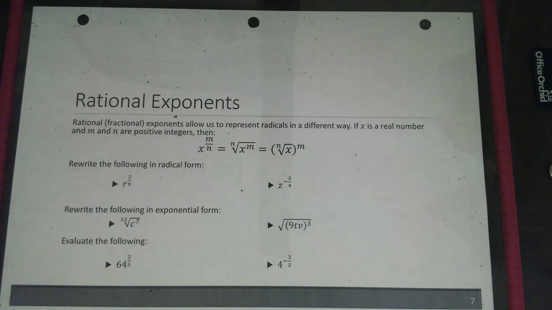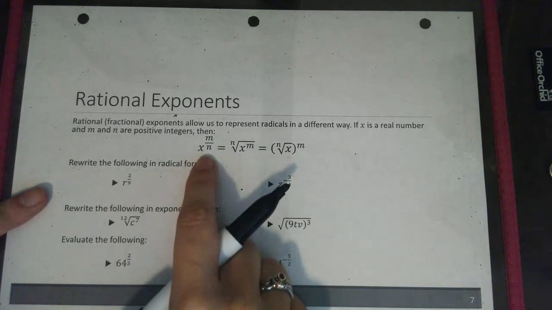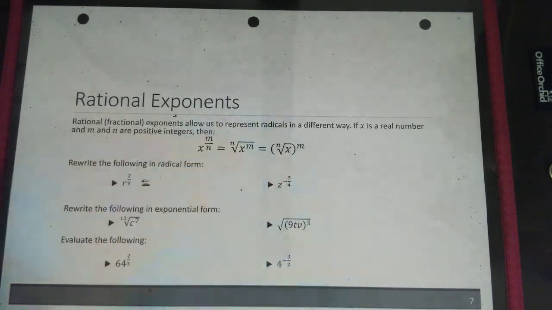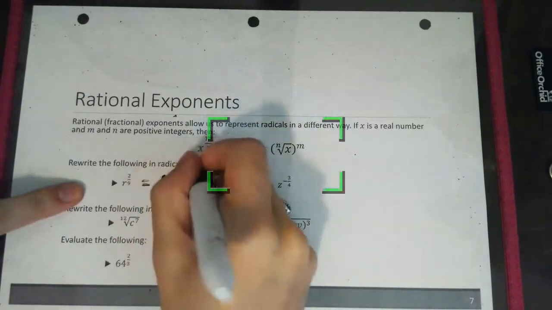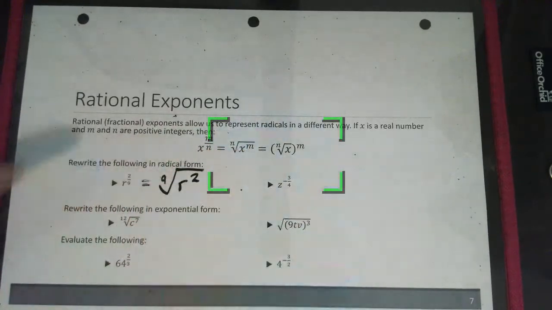So we're going to start off with writing some exponential expressions in radical form. First up we have r raised to the 2/9 power. So it looks like this first one, x to the m over n. According to this first one, I can write it as the nth root, where n was my denominator in the exponent, so this will be the 9th root of r raised to the 2nd power.